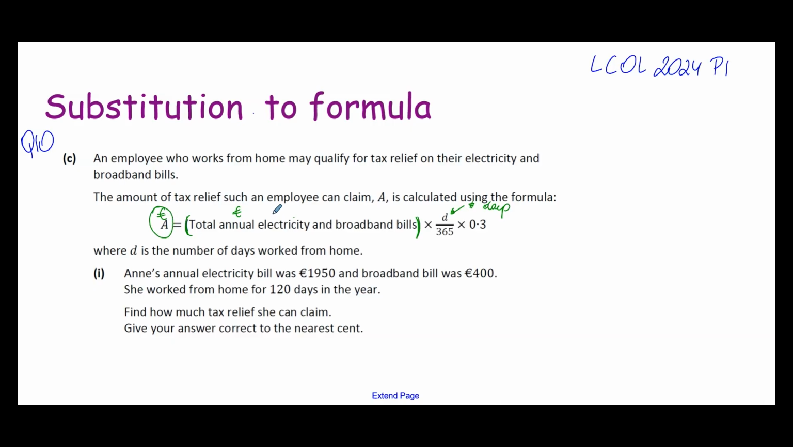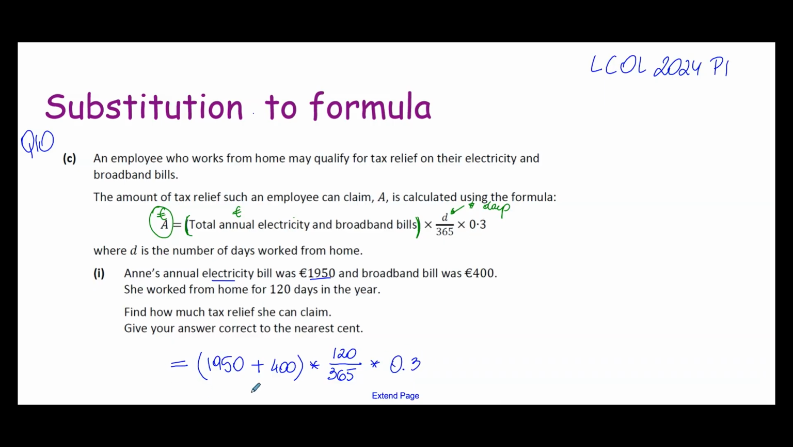So that means they gave us the total annual electricity and broadband bills. How much is that? Electricity is 1,950 and plus the broadband bill is 400. That is multiply fraction D, it's the number of days, and how many days she worked from home. She worked 120 days. So 120, and that is divided by 365, and again, multiply by 0.3.